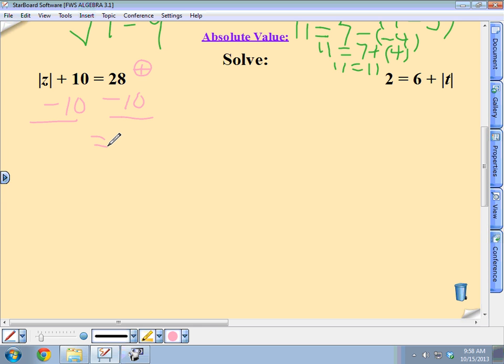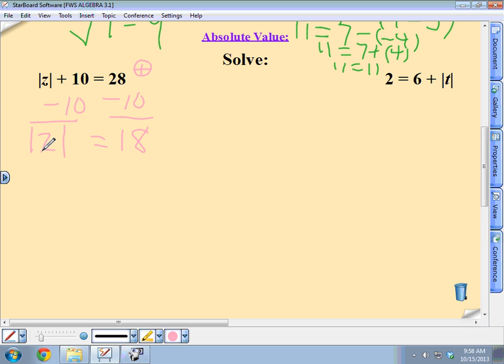What's it going to leave me? It's going to leave you an absolute value. Absolute value of z equals what? 18. What does that absolute value mean? What values can I put in for z that'll give me 18?